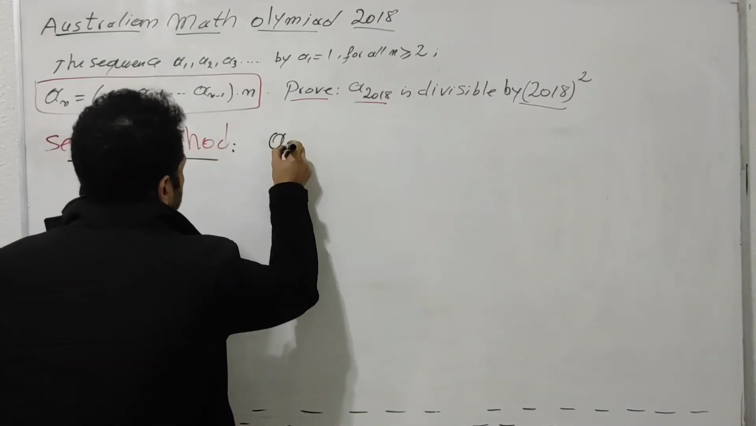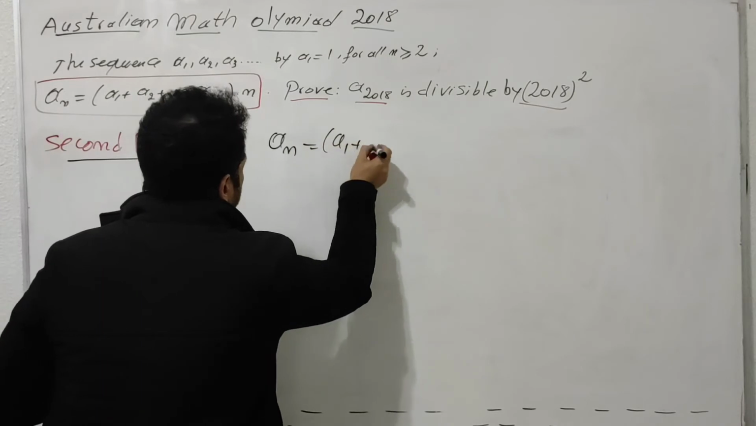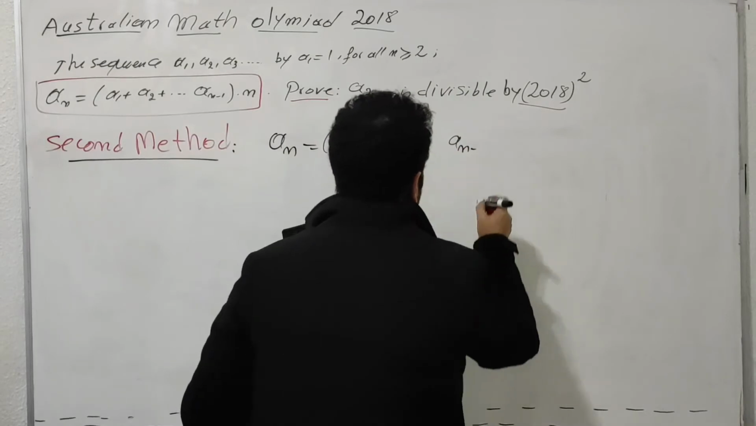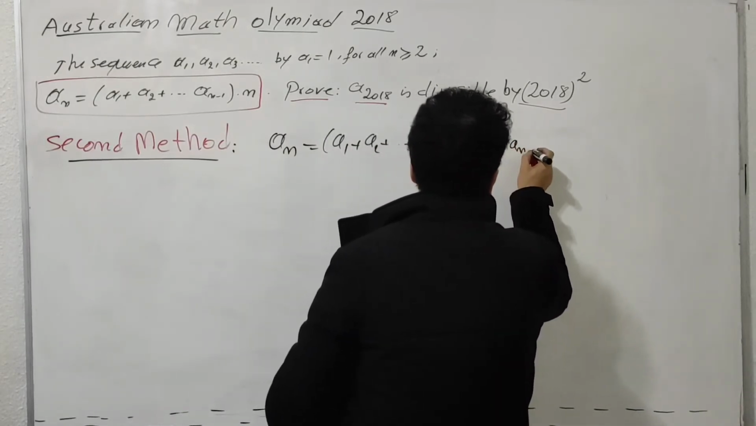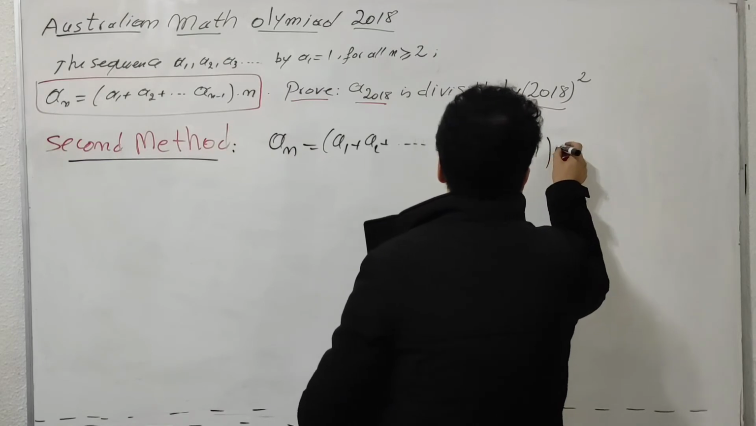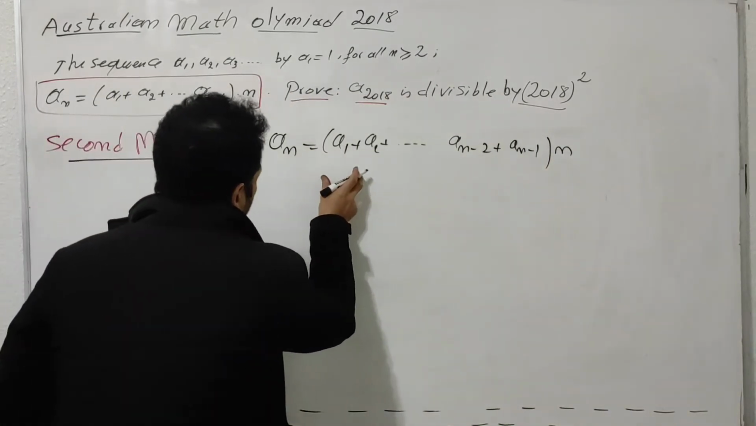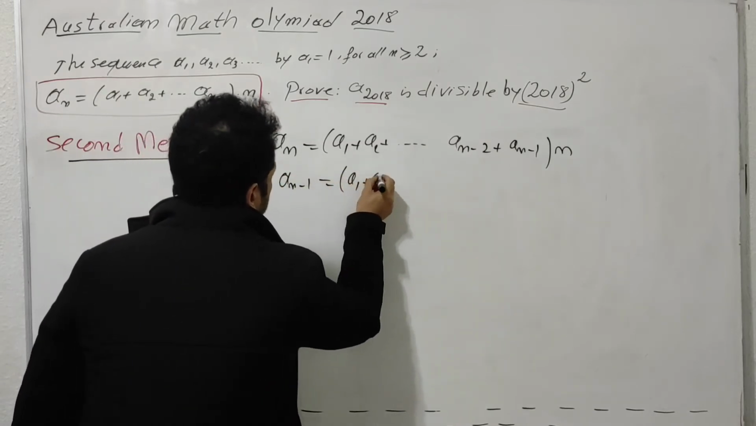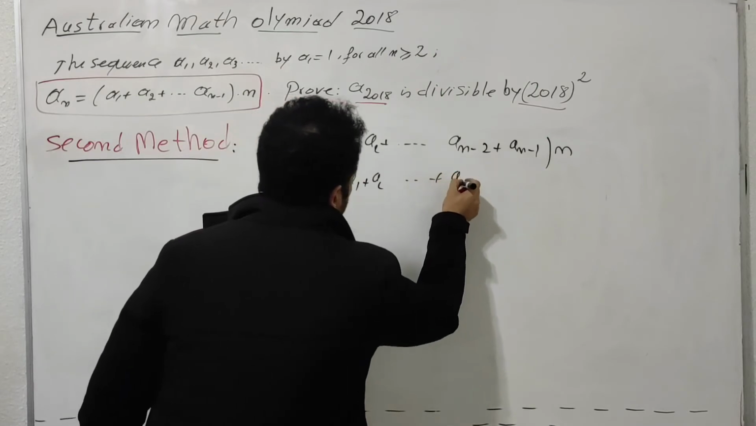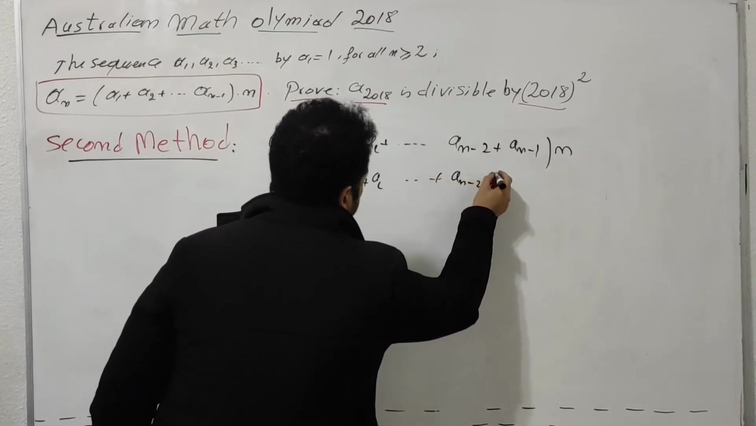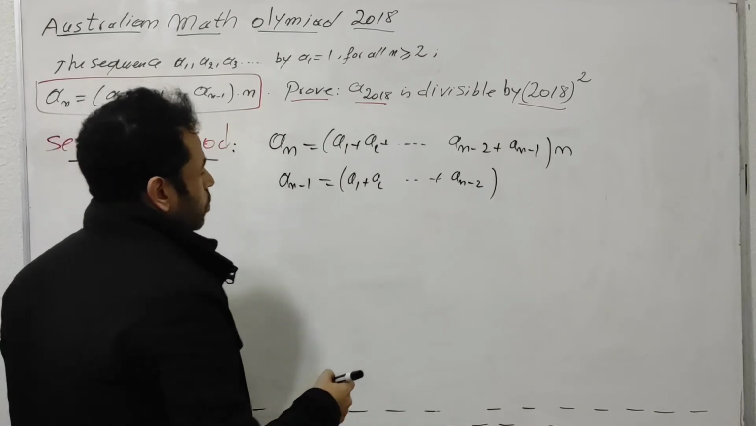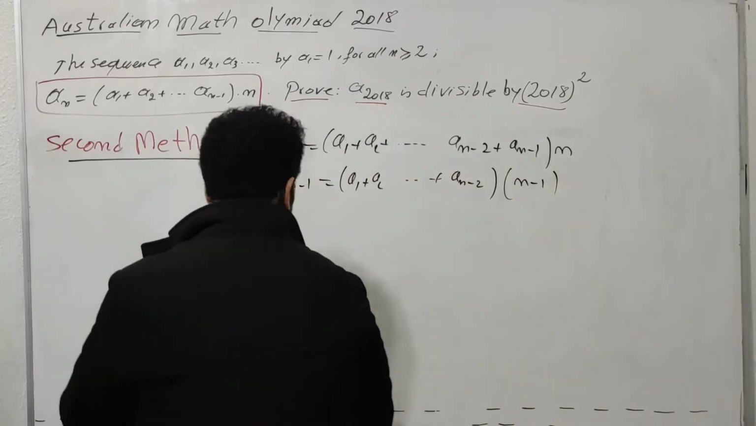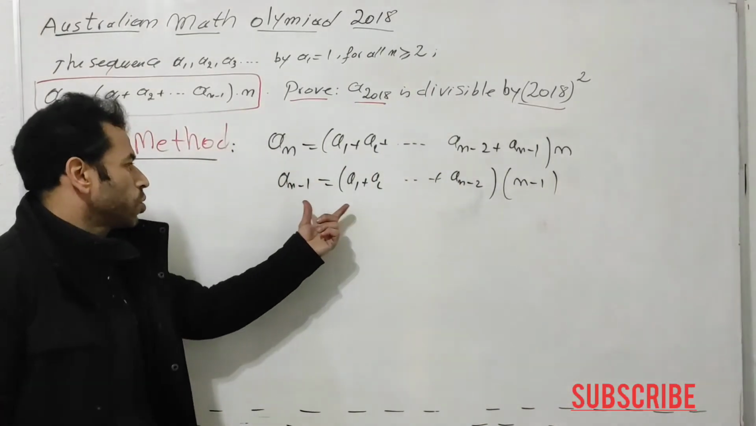Let's put e sub n equal to e sub 1 plus e sub 2 and so on and so forth until you get the last term, which is e sub n-2 plus e sub n-1, the whole thing multiplied by n. Okay. I can rewrite this in the other form as well, which is e sub n-1 equal to e sub 1 plus e sub 2 all the way down to e sub n-2. Okay. e sub n-2 is the last term because we put n-1 here, multiplied by n-1. Okay. So now I have this term written in this form.